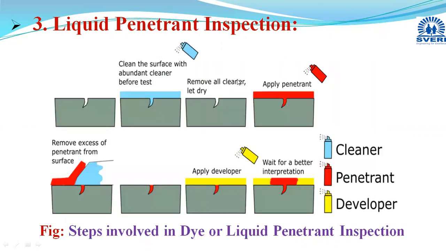Then liquid penetrant inspection, with the help of cleaner, penetrant and developer. How this liquid penetrant inspection is done, we have discussed it. And also we have discussed the fluorescent penetrant inspection method, where we are using a dye as a penetrant, which will emit light under UV rays. That's why it is termed the fluorescent penetrant inspection method.